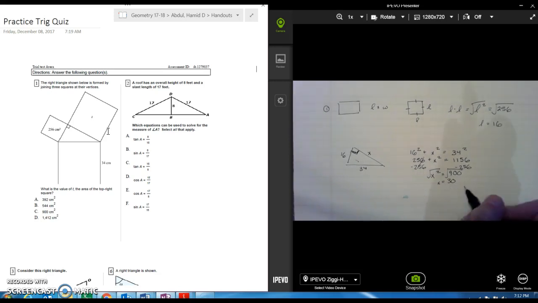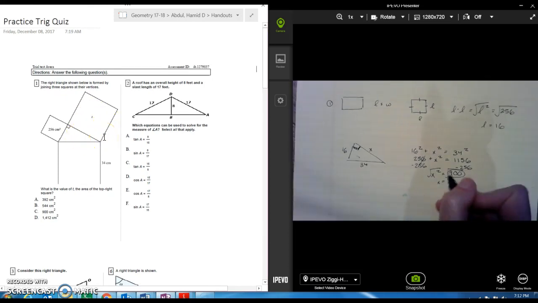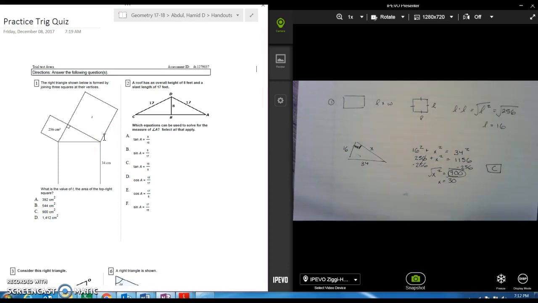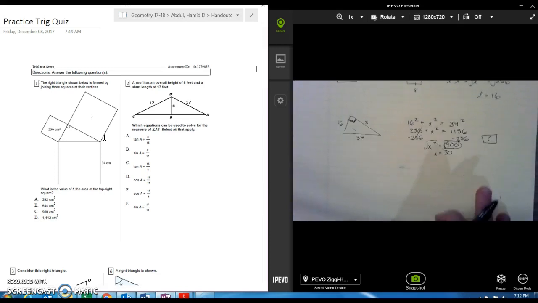But that's not what the question asked for. The question actually asked for the area. So I'd multiply 30 times 30, which is 900. So that's going to be my answer. Your answer there is C for number 1. Let's go to number 2.